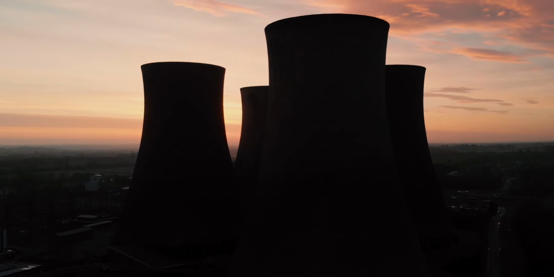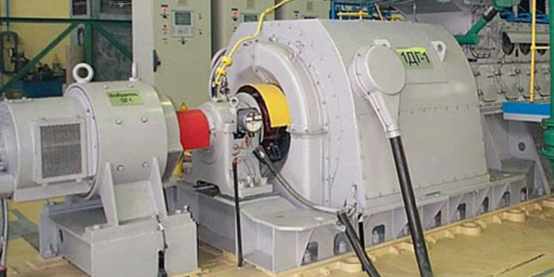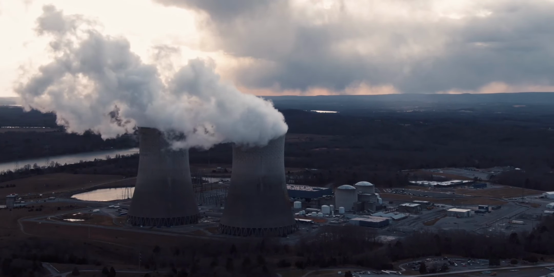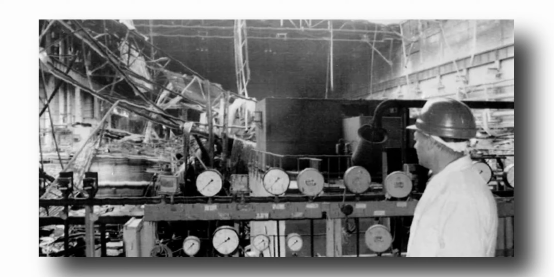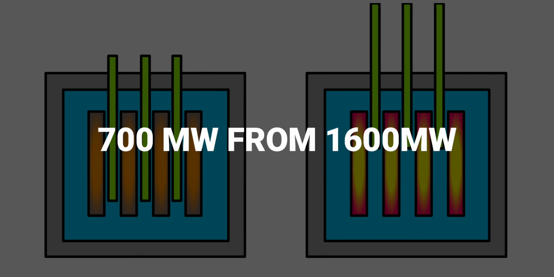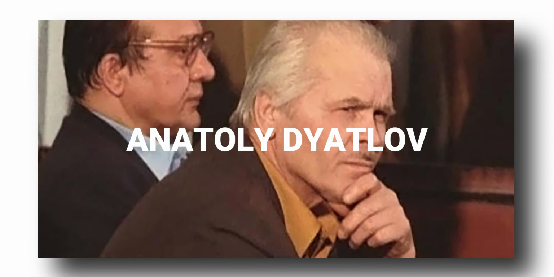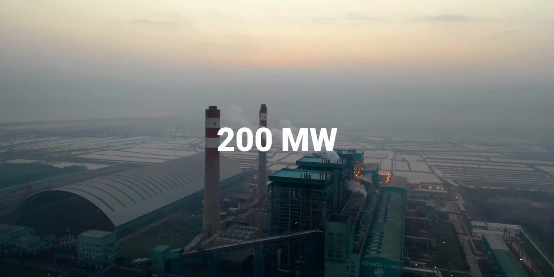But during a power cut, it takes 1 to 2 minutes to start the backup generator. To solve this problem, the workers were trying to use the electricity producing generator, as they operate during power cuts. On April 26, workers were testing this method. They inserted control rods to drop power to 700 megawatt from 1600 megawatt. The shift supervisor Anatoly Dyatlov ordered to take out some control rods, but the power output increased to 200 megawatt.